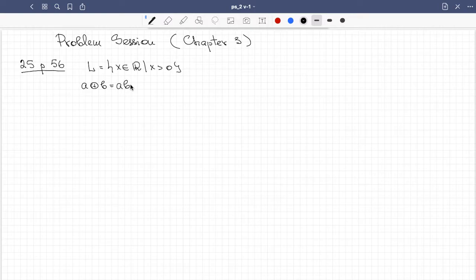So A and B are two positive real numbers. Their sum in a circle is defined as their product as positive real numbers. And also we define the product operation as A taken to the power log B.